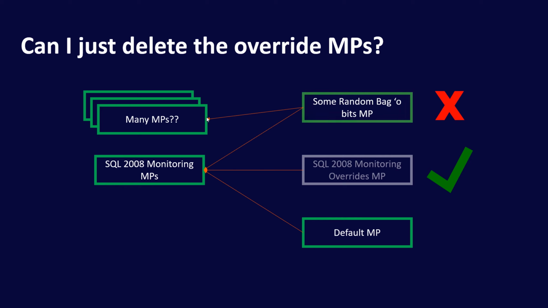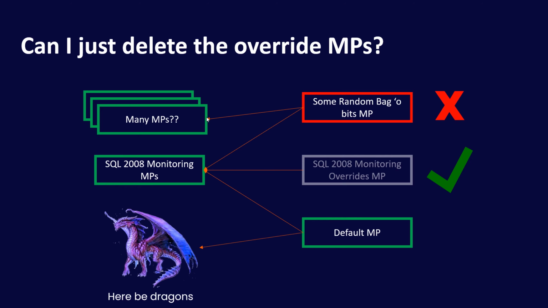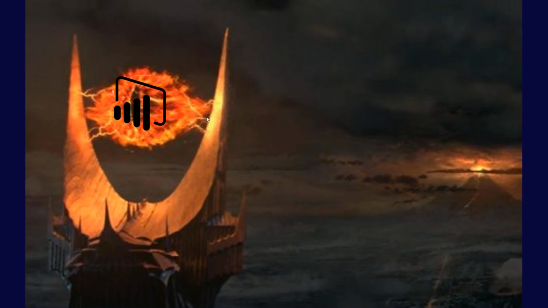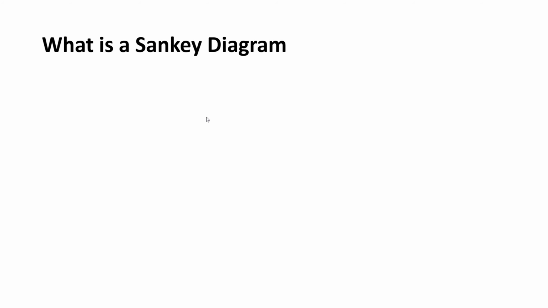Even worse in the case of the default management pack. Here really is the realm of dragons. You can't simply delete the default management pack. It's used by the core system of SCOM. What we need to do is understand really what is inside each of these override management packs. And a really good way of doing that is to use the all-seeing eye of Power BI to shine a bit of light on what's in these management packs. And we're going to do this using Sankey diagrams.